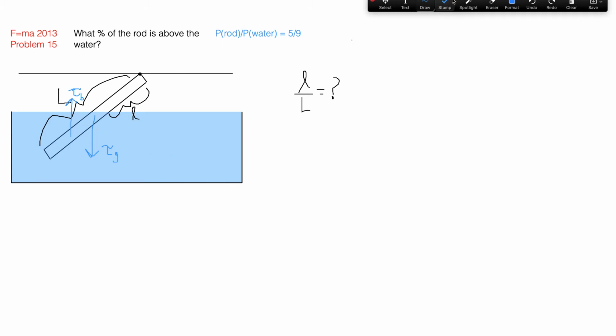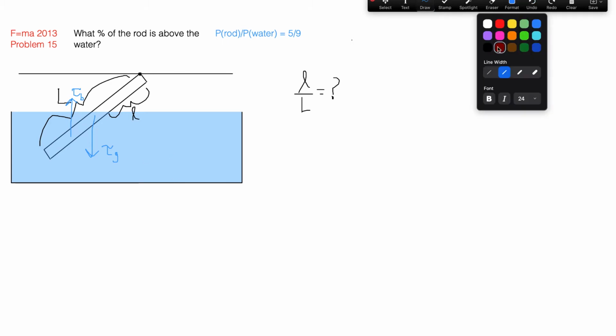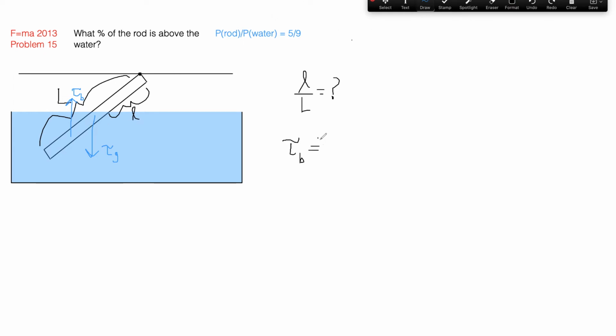This is an FMA problem, so since it's not in motion, the torque of the buoyant force equals the torque of gravity. Now we have to figure out what each of those are. Let's stick with the simpler one for now: the torque of gravity. Gravity acts on the middle of the object, so the distance it acts at is L over 2. That's the distance for the torque, and then the amount that it's doing.